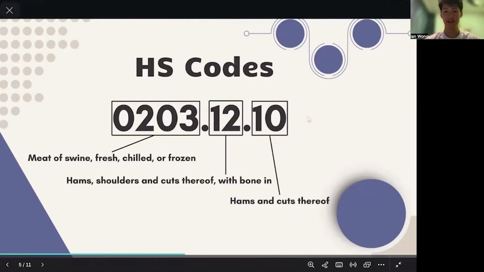Every product has an HS code. For example, frozen pork is coded as 0203-1210, but as a subset of meat of swine, fresh, chilled, or frozen, which is 0203, and a subset of hams, shoulders, and cuts thereof with bone-in, which is 12. By attaining a tagging of all tariffed goods, I could separate which flows were directly targeted by tariffs and which weren't. That gave me a clean way to test how tariffs reshaped trade patterns.